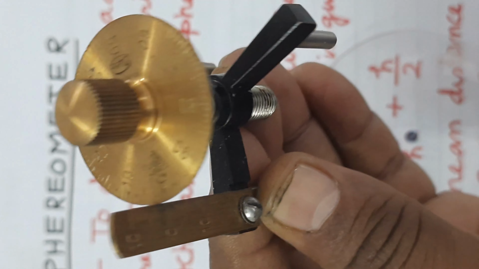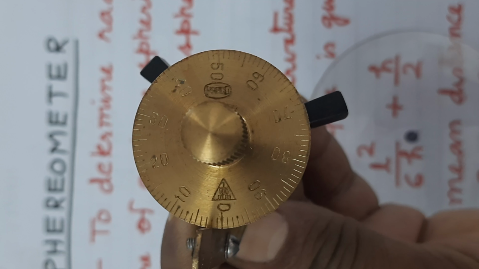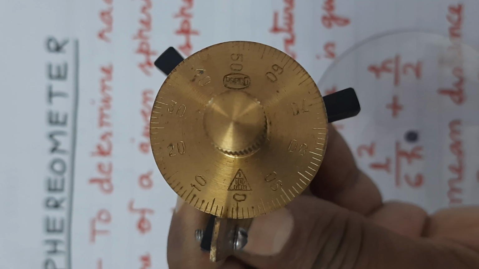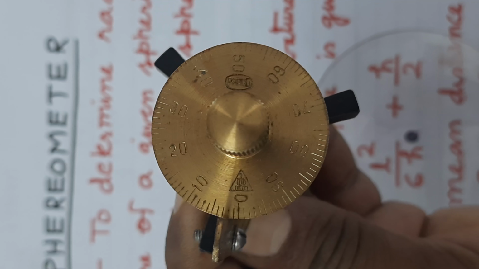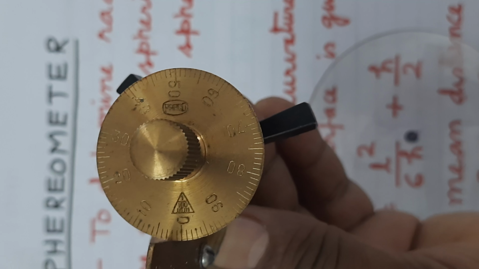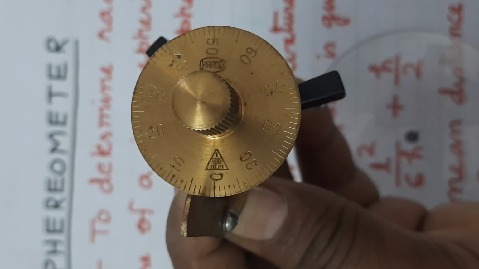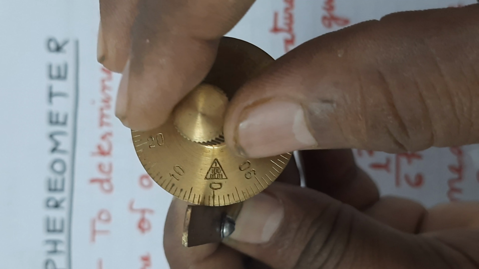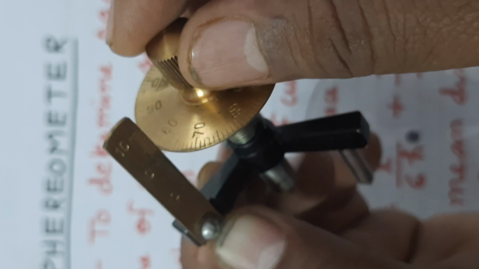Then there is a circular scale. Here you can see this is the circular scale. There are divisions on the circular scale: 0, 10, 20, 30, 40, 50, 60, 70, 80, 90 and once again 0, that is 100. Then when you rotate it, what will happen? Its edge is touching the linear scale.